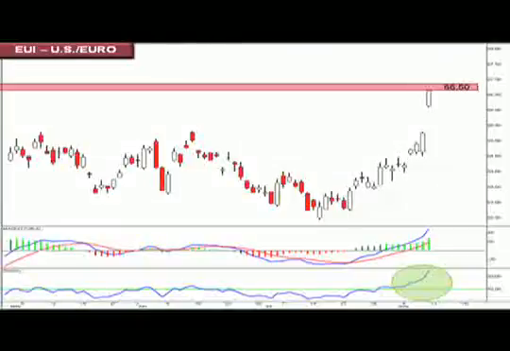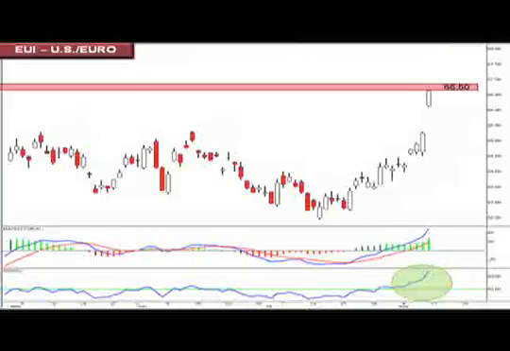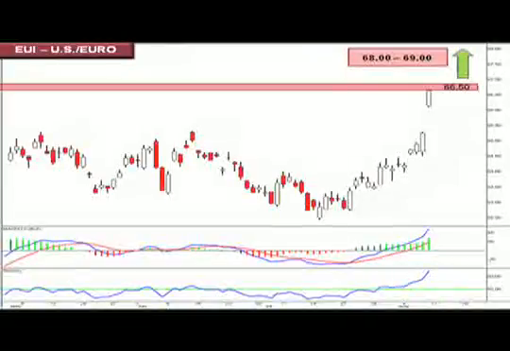We do have to keep in mind, again, that we're playing off of that very significant resistance at the 66.5. However, a break through that is likely to see us play up towards the 68 to 69 focal area.